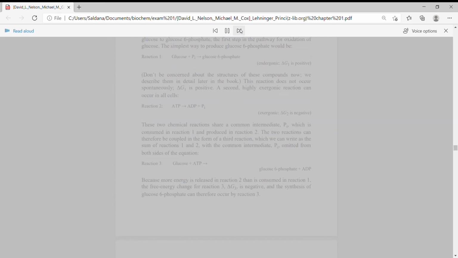The rates of reactions are governed by the parameters of kinetics, a topic we consider in detail in Chapter 6. In biological organisms, just as in the mechanical example in Figure 1-28a, an exergonic reaction can be coupled to an endergonic reaction to drive otherwise unfavorable reactions. Figure 1-28b, a type of graph called a reaction coordinate diagram, illustrates this principle for the conversion of glucose to glucose 6-phosphate, the first step in the pathway for oxidation of glucose.